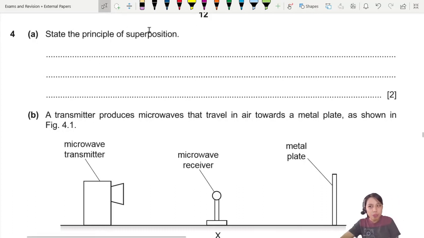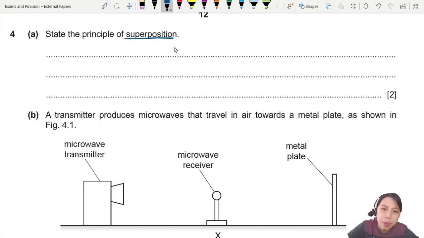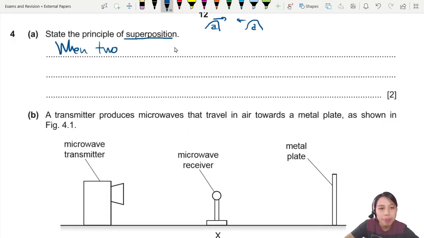States the principle of superposition. This is in the waves and superposition chapter now. So, what is superposition? When one wave meets another wave, this wave is traveling this way, this wave traveling this way, so their amplitudes, or rather their displacement, will add together when they come together. So we say, when two waves overlap.